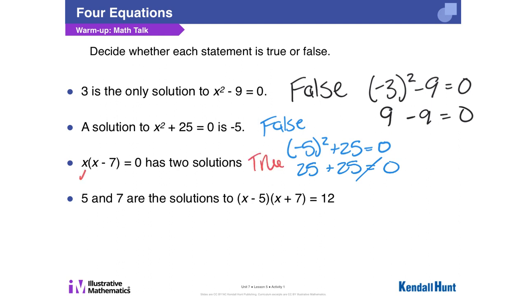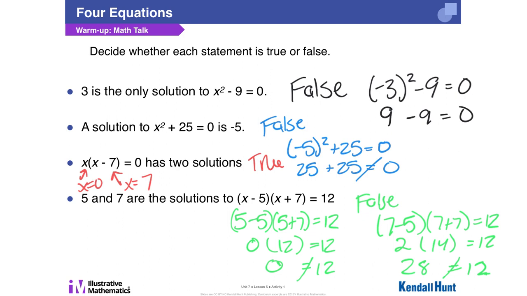This third one is true because x could equal 0 or x could equal positive 7, and it would make that equal to 0. This last one is false because if I plug in 5 for x here and simplify and multiply it out, you would not get the whole thing to equal 12. It would equal 0. And if you plug in 7 for x here and here and simplify and multiply everything out, it would equal 28, which is not 12.